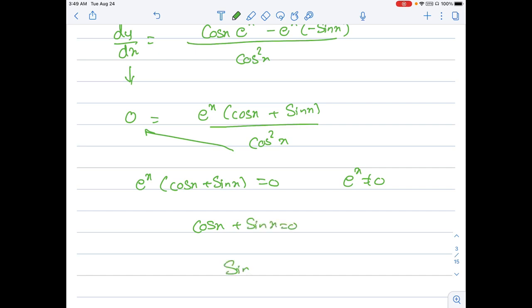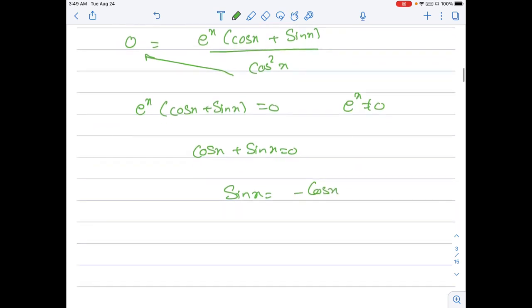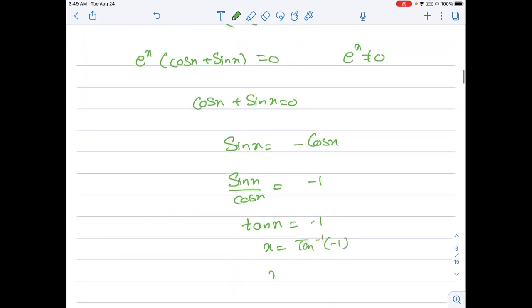So sin x is equal to negative cosine x, divided by cosine x on both sides, so it becomes sin x upon cosine x is equal to negative 1, tan x is equal to negative 1. So x is equal to tan inverse of negative 1, which gives me the value pi upon 4, negative pi upon 4, only one value between that interval. So it has only one stationary point.